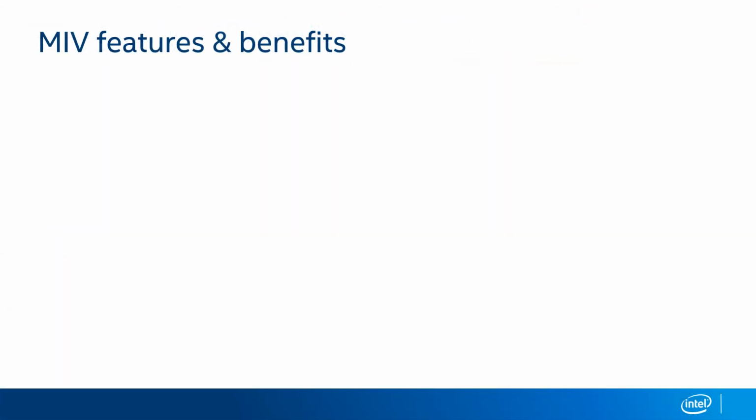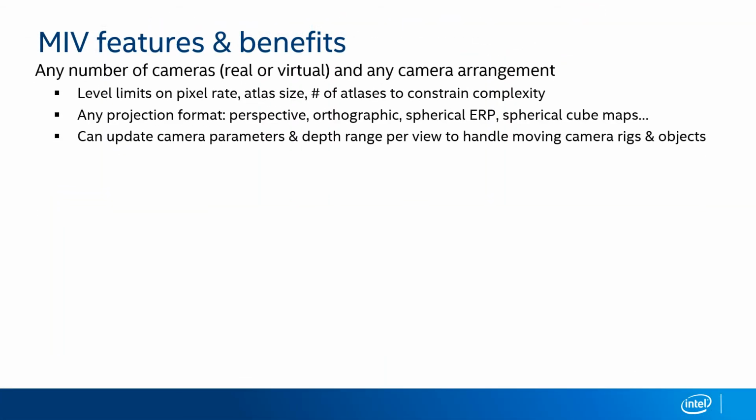MIV has a number of features and benefits. One of the most important is that it can represent any number of cameras, whether they're real or virtual cameras in any camera arrangement. Now there are level limits on the pixel rate, etc., to constrain the complexity, similar to what exists in a video codec standard. Any projection format can be used, whether it's through a traditional perspective camera or an ERP camera.